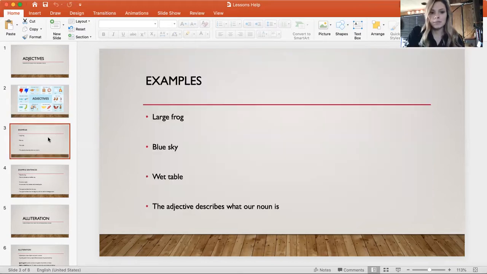Some more examples of adjectives would be the large frog. My adjective is large. It's describing my frog. The blue sky. Blue is my adjective and it is describing the sky. So when I'm reading, I picture a blue sky or a large frog. It can be the wet table. So it's describing that my table is wet. The adjectives describe what our noun is. So the reader gets a better idea of what to picture while they're reading in their head.